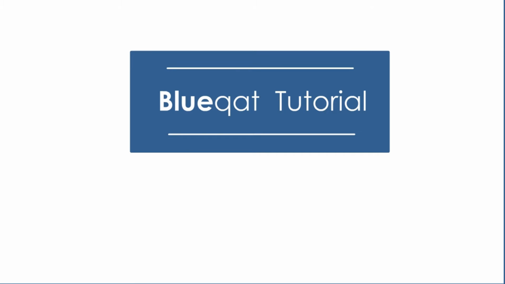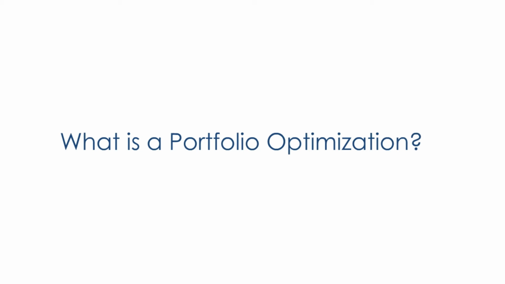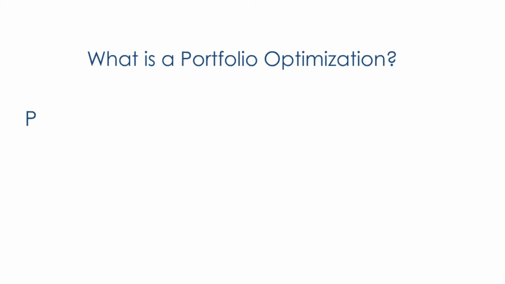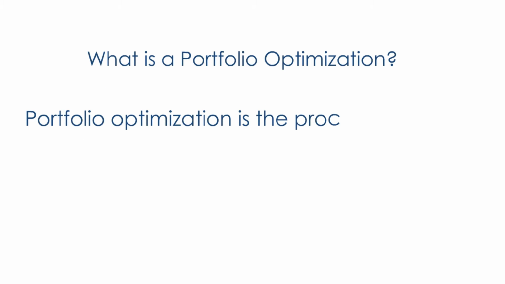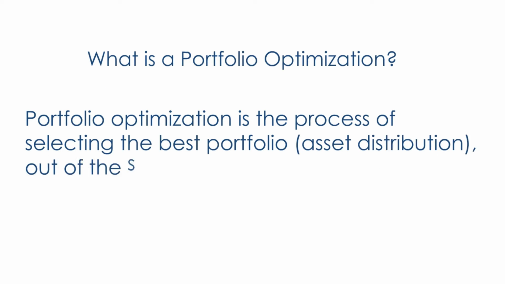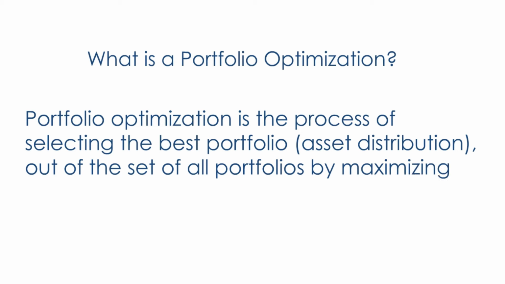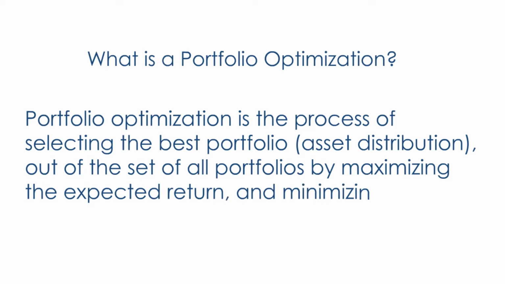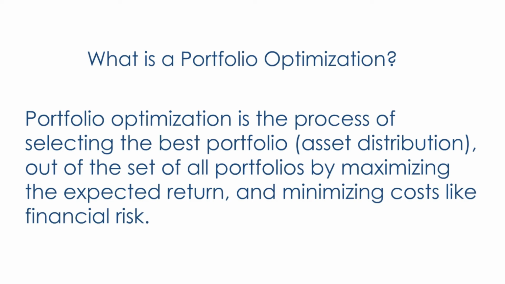In this video, we will be learning about portfolio optimization. Firstly, we will understand what portfolio optimization means. Portfolio optimization is the process of selecting the best portfolio asset distribution out of the set of all portfolios by maximizing the expected return and minimizing costs like financial risk.